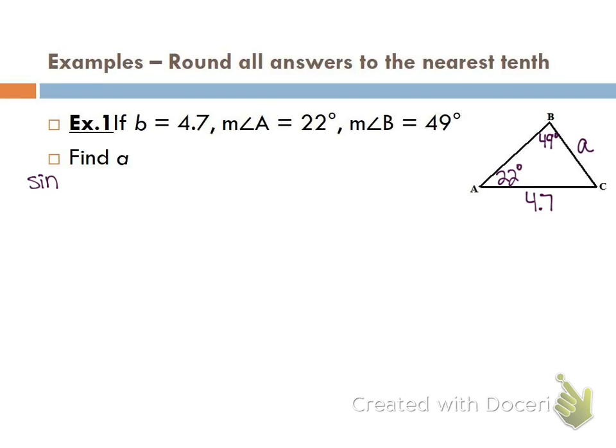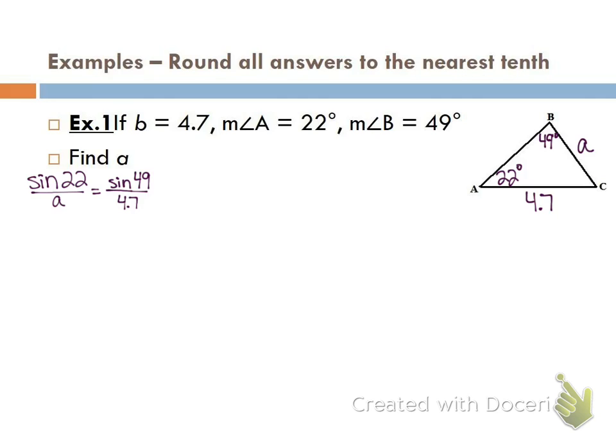So the sine of angle A, they said, was 22 degrees over A, because we don't know side A, is equal to sine of 49 degrees, that's angle B, over 4.7 for side B. Questions about how we set it up? Okay, how are we going to solve this?